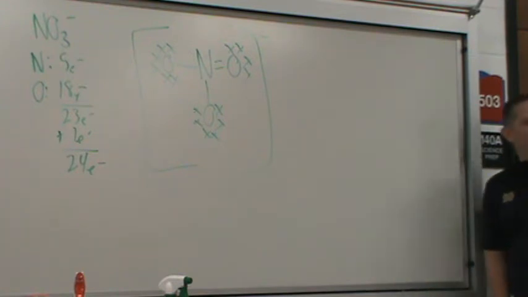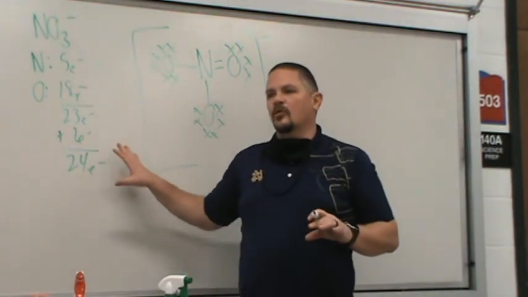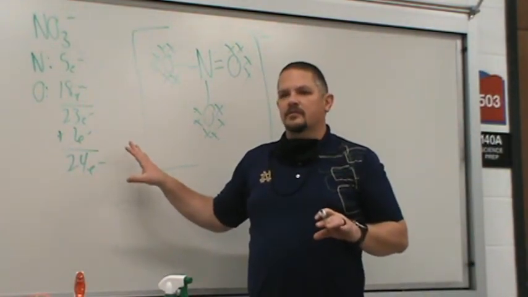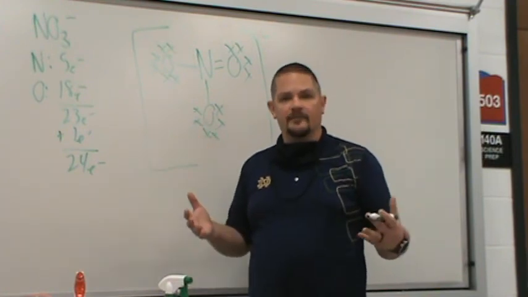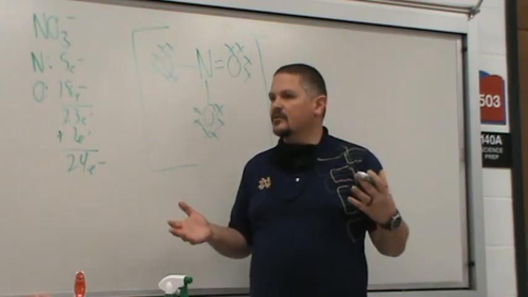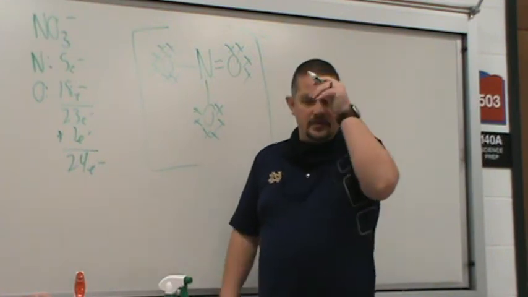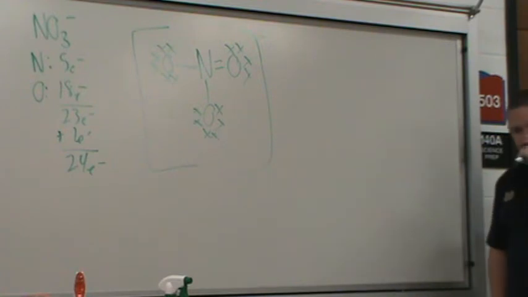Now, if our polyatomic ion had a positive charge to it, what would we do to the number of electrons in that situation? You take one away, or take two away, depending upon what kind of charge number it would have. Okay? Questions? Any kind of questions? No? All right. Let me give you one, see if you can figure it out on your own. Okay?